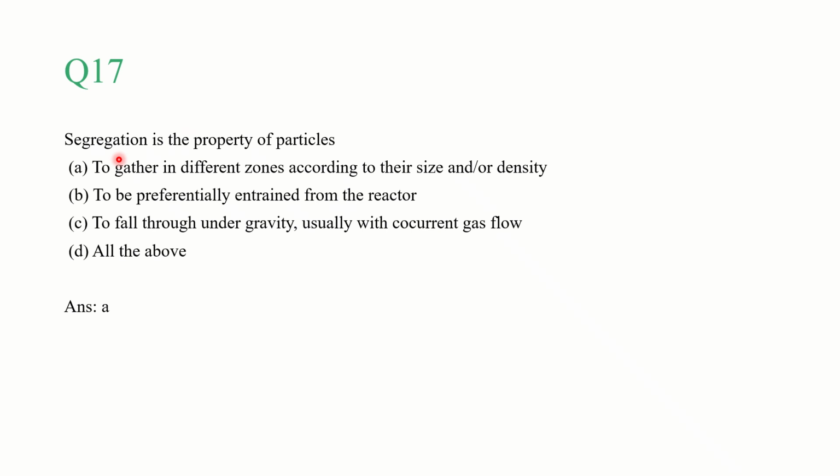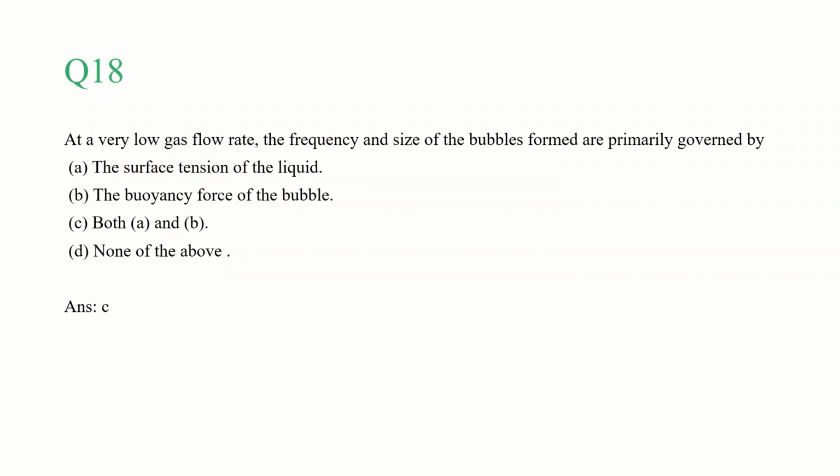For example, in fluidized beds, there are provisions where the particles will be segregated based on size or density, so that at different levels or different zones the particles will be collected and analyzed. For example, consider this is the bed. Depending on the size and density, when we pass fluid, the particles would be moving differently. So there are trays for collecting; the provision would be made for collecting in terms of trays. Depending on that, the particles would be collected and analyzed. So this is segregation: the property of particles to gather in different zones according to their size or density. We'll move to the next question.